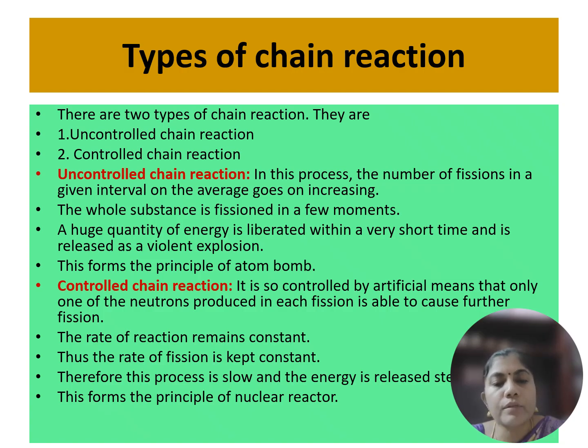And the controlled chain reaction. It is controlled by artificial means so that only one of the neutrons produced in each fission is able to cause further fission. The rate of reaction remains constant. Thus, the rate of fission is kept constant. Therefore, this process is slow and the energy is released steadily. This forms the principle of a nuclear reactor.